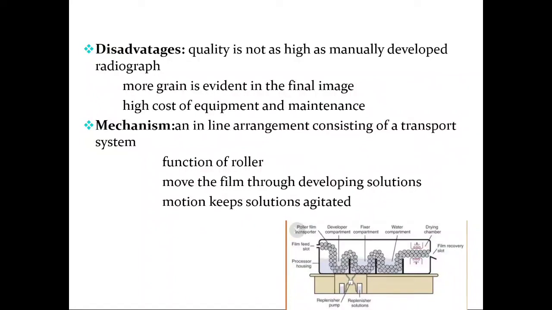In function of this, the rollers' motion helps to keep the solutions agitated, which contributes to the uniformity of the processing. And then in the developer, fixer, and the water tanks, the rollers press this film emulsion, forcing some solution out of the emulsion.